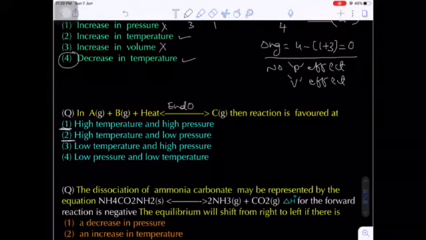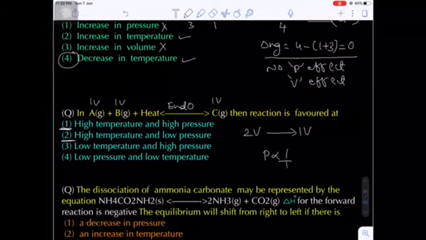So on the left side, 1 volume A and 1 volume B, 2 volumes of reactants, and 1 volume of the product. That means 2 volumes of reactants will give 1 volume of the product. That means the right-hand side volume has to decrease. Volume has to decrease means pressure must be increased. That means high pressure and high temperature are favorable conditions. High temperature and high pressure, that is the first option.